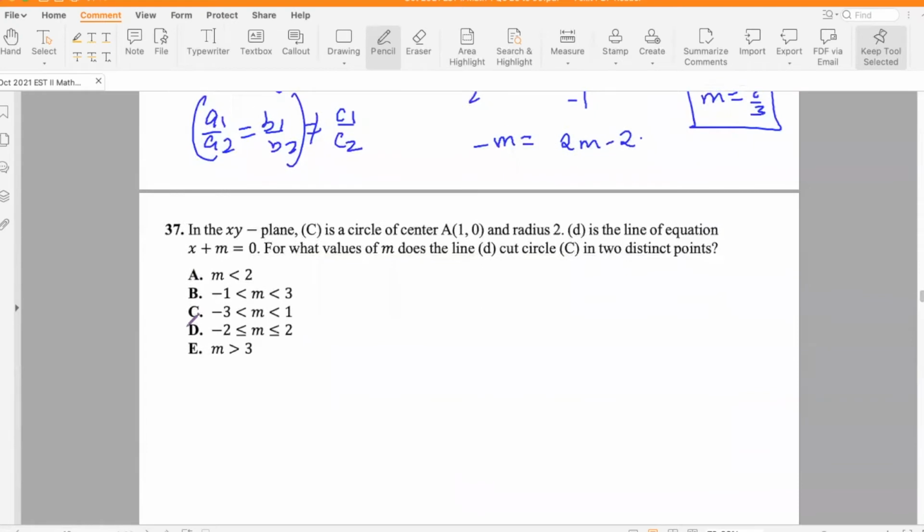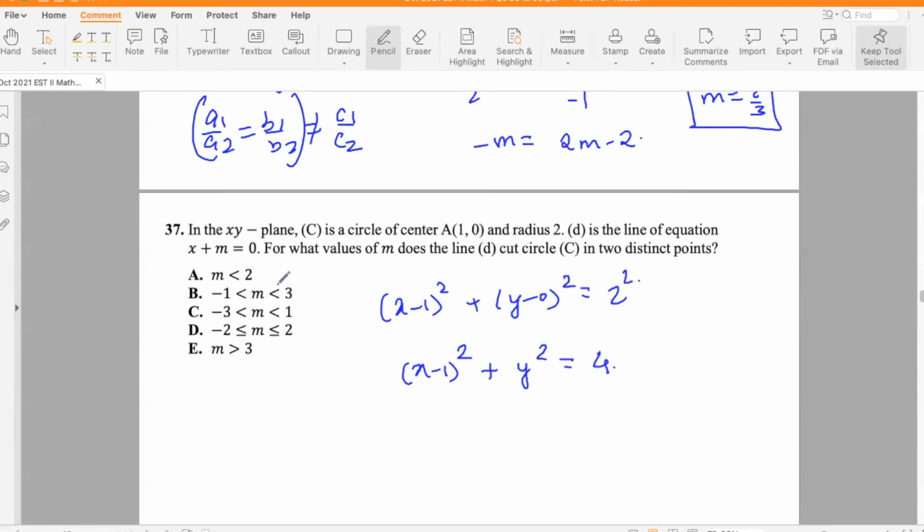In the xy plane, C is a circle of center A(1, 0) and radius 2. D is the line of equation x plus m is 0. For what values of m does the line cut the circle in two distinct points? So the circle equation will be (x minus 1) whole squared plus (y minus 0) whole squared is 2 squared. So that becomes (x minus 1) squared plus y squared is 4.